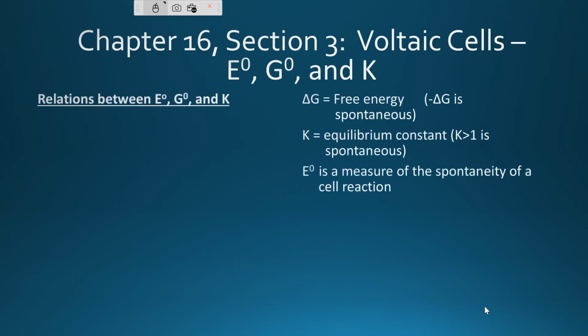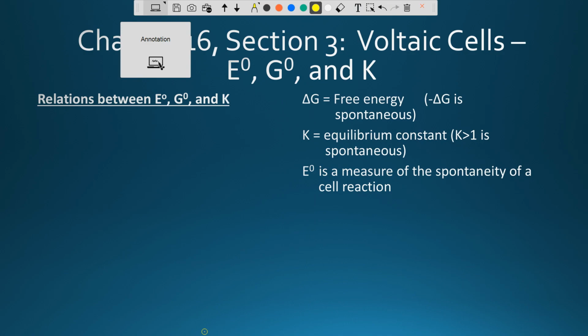One is the spontaneity, and this is going to be our potential energy. That's a measure of the spontaneity of a cell reaction. So that's of the electrochemical cells and so on. But the other two variables that are going to be a theme throughout the rest of the year are the equilibrium constant, which is a K constant, and then we have something called Gibbs free energy.